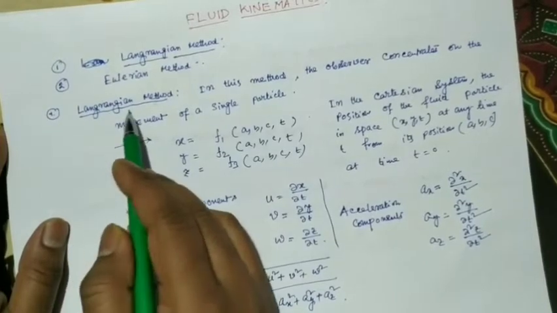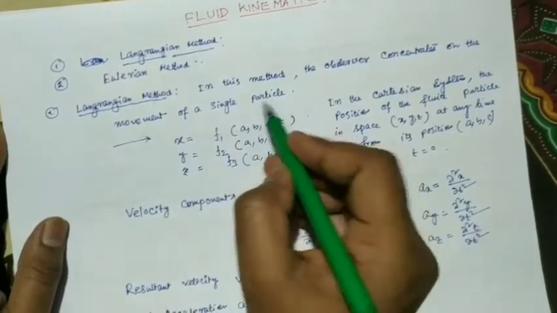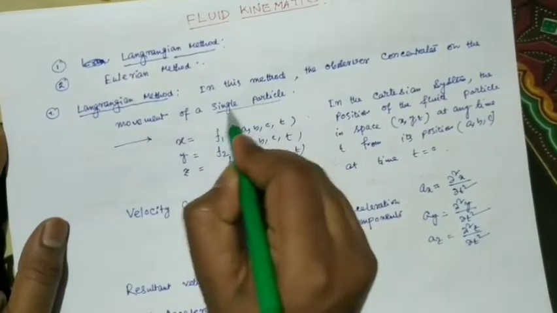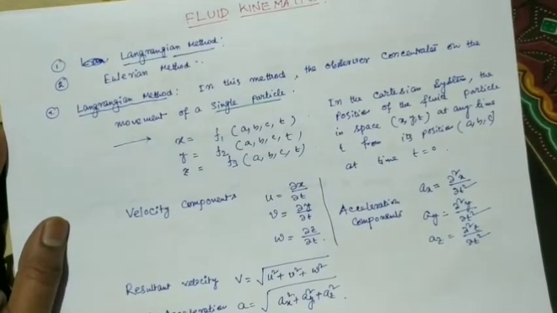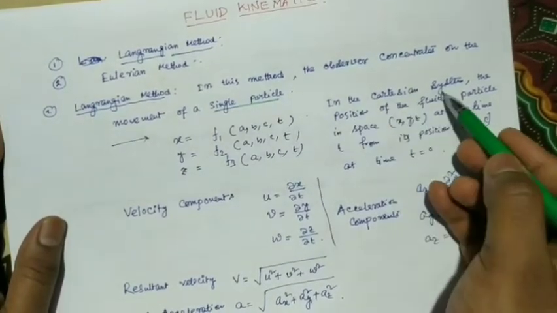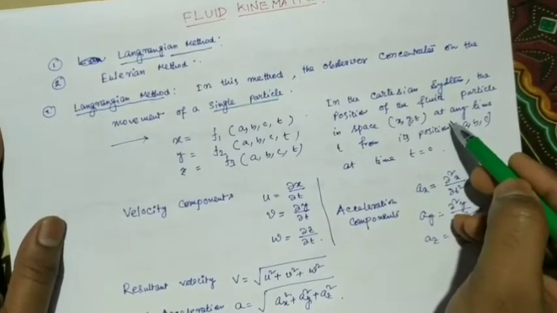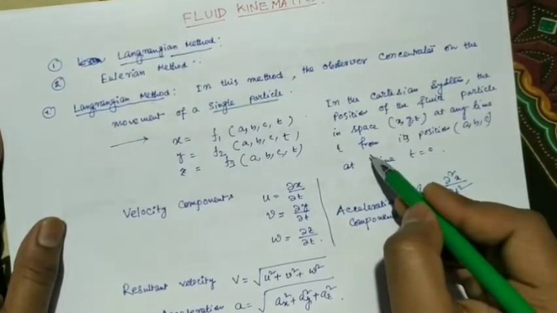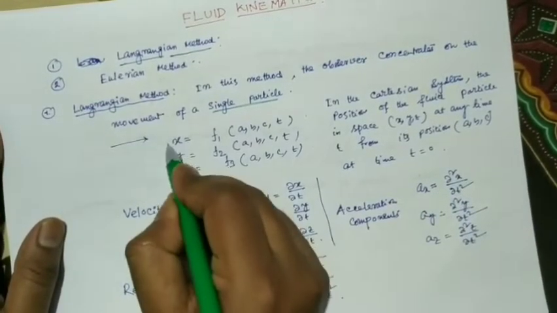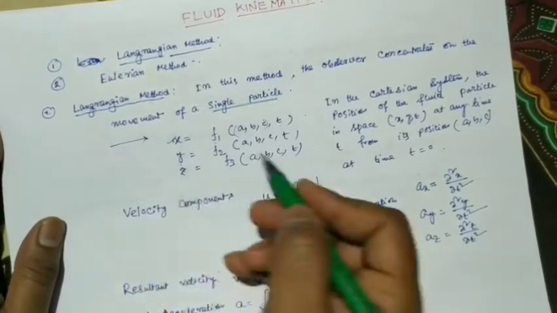In the Lagrangian method, the observer concentrates on the movement of a single particle. That means this method is talking about a single particle. We have to take a single particle and study all the motion of that particle. So in the Cartesian system, the position of the fluid particle in space x, y, z at any time t from its position a, b, c at time t equal to 0. So x is a function of space and time, similarly y and z.